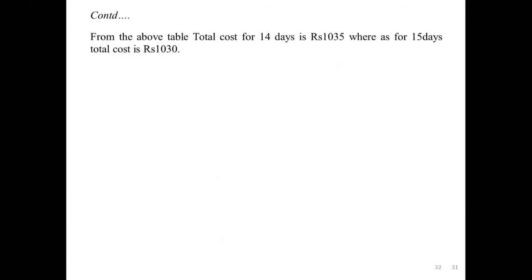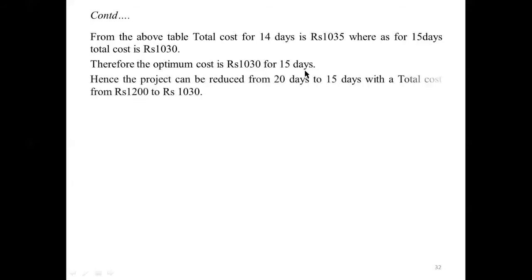Next, from the above table, the total cost for 14 days is rupees 1035, whereas for 15 days the total cost is rupees 1030. Therefore, comparing these two costs, 1035 and 1030, the minimum or optimum cost is 1030 for 15 days. And hence, the project can be reduced from 20 days, the normal duration of the project, to 15 days. It is the minimum project length.